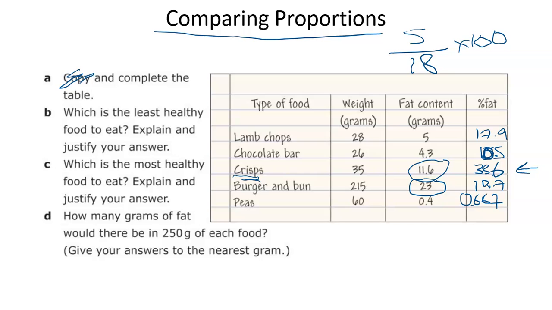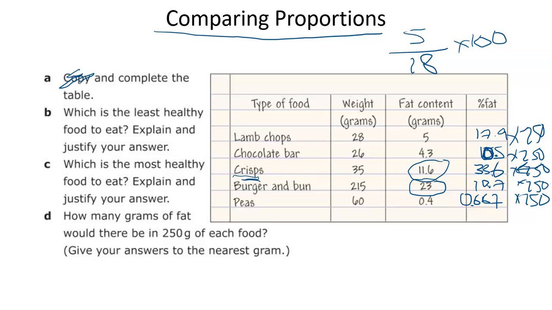How many grams of fat would there be in 250 grams of each food? Give your answer to the nearest gram. Well, if this is the percentage fat, then all we need to do to get a percentage of is times each of these by 250. Times by 250, times by 250. Just do them all. Times by 250 on your calculator and press equals.